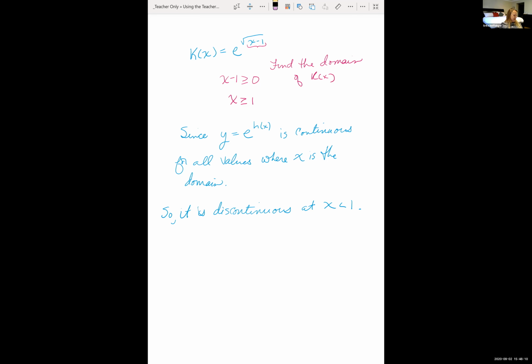I also see one in here with a natural log in it. You want to do that too?